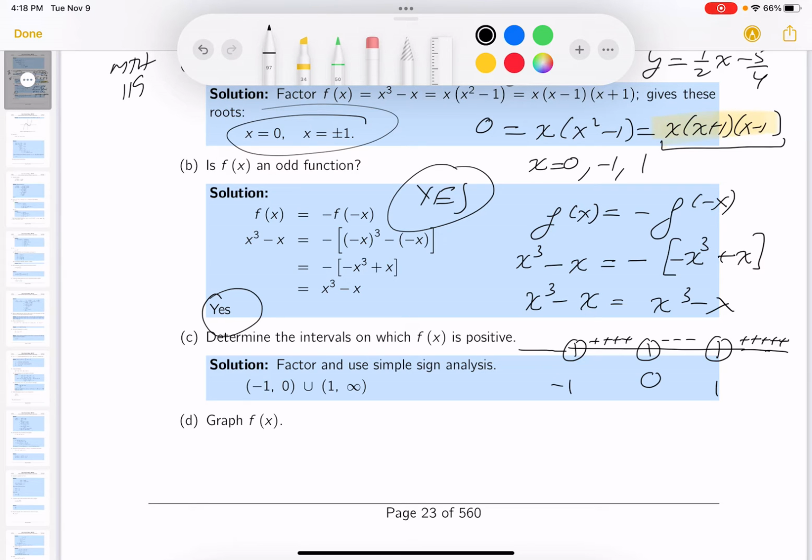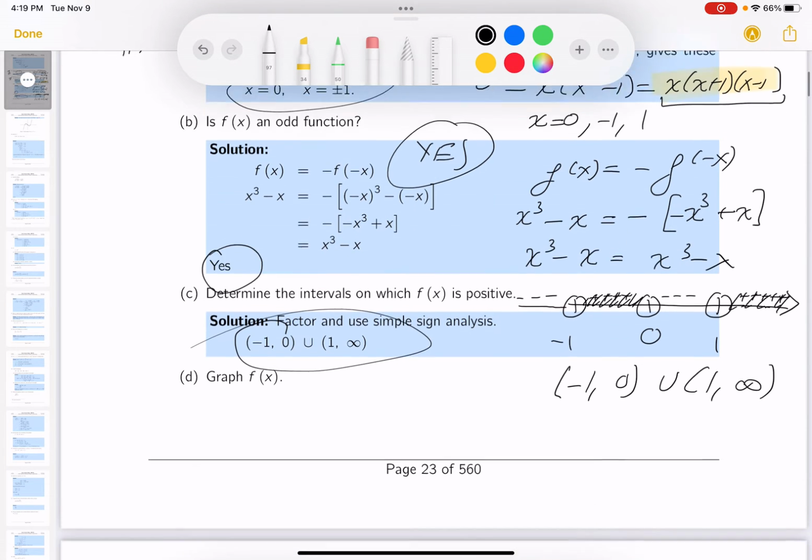Now, let's keep going. Let me do like minus 2, plug it in. You get negative times a negative times a negative. Well, that's going to be a negative. What's your question? Where's it positive? I'm going to shade it in for you. It's positive here, and it's positive on this interval over here. What does that look like? Minus 1 to 0, union 1 to infinity. And that's listed right over here for you as an answer.